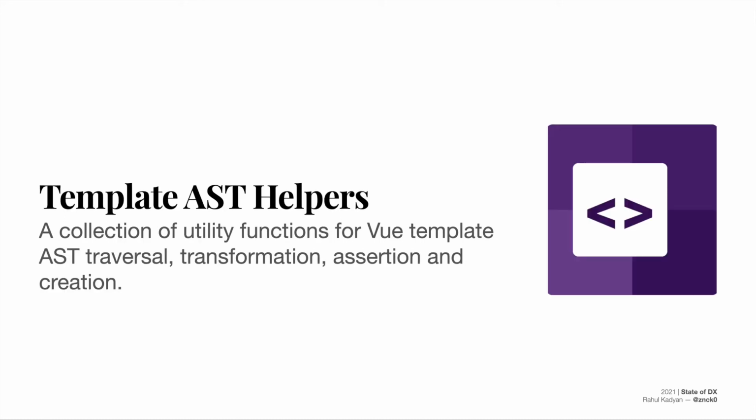Then there are AST helpers. So the majority of refactoring requires transforming template blocks. So these AST helpers can parse, traverse the AST, transform them, and write them back to templates. This allowed providing refactoring features such as extracting a part of a template as a different component.